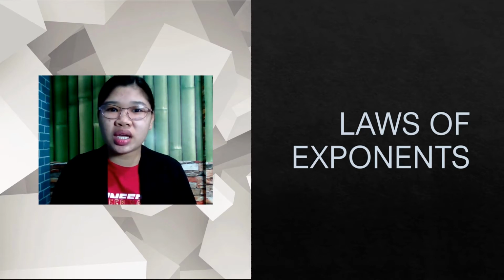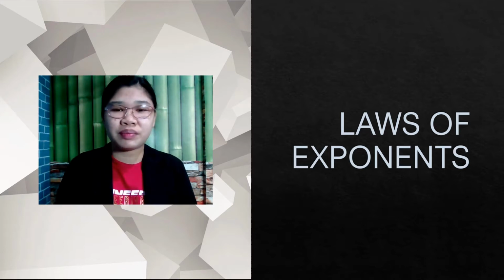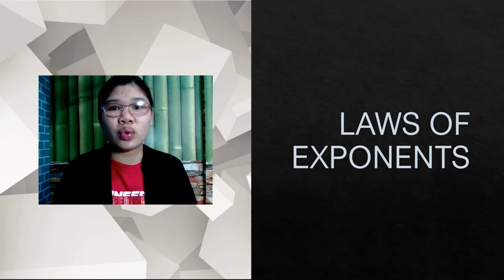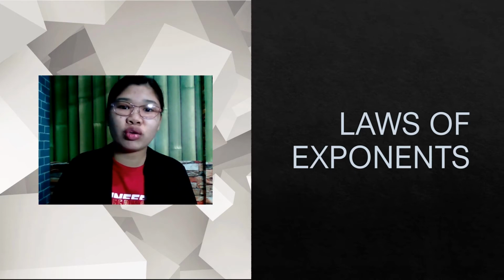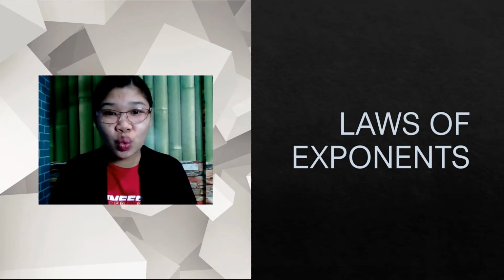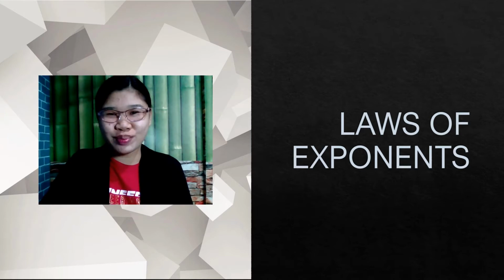So 8 squared can also be read as 8 raised to the power of 2, 8 exponent 2, 8 raised to 2. So it can be read in so many ways. And then 8 squared is equal to 8 times 8, wherein you have to multiply the base 8 to itself because the exponent is 2. So 8 times 8 is equal to 64. Again, 8 squared is equal to 64. So that is one of the most basic concepts of exponents.